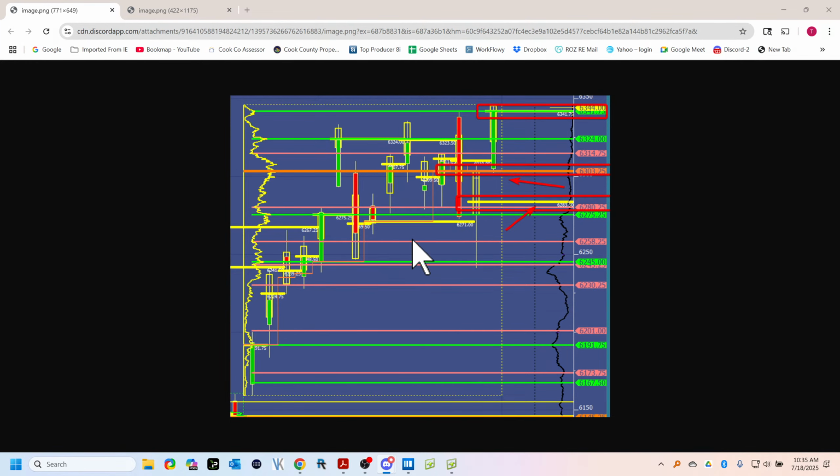Now, let's talk about the higher time frame, if you will. Now, this is a swing. I also often get asked, how do you build these higher time frame structures?